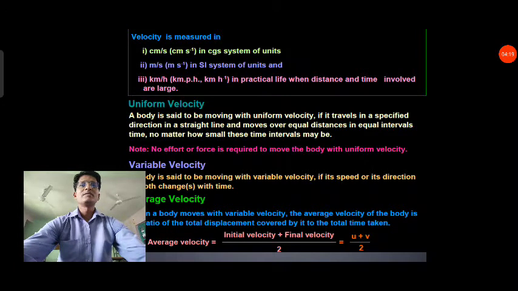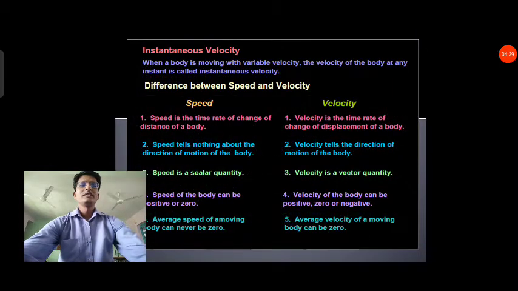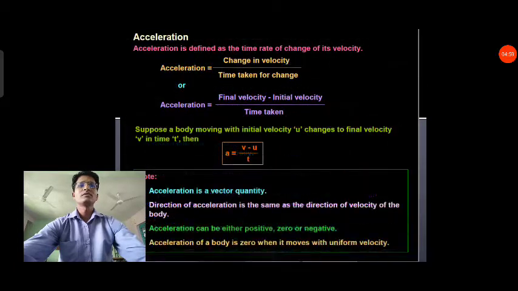Velocity is measured in centimeter per second, meter per second, and kilometer per hour. Speed and velocity have the same units, with no change in their SI unit, CGS unit, and MKS unit. Then the big question: speed and velocity. Speed is a scalar quantity, velocity is a vector quantity, and speed is never negative, but velocity can be negative. So we discussed all these things.